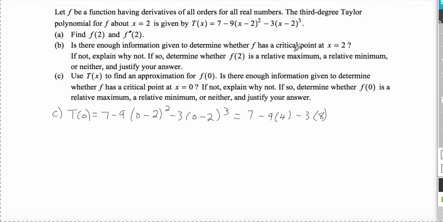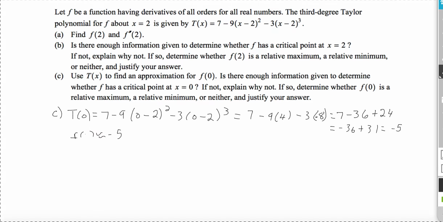You don't have to simplify stuff, but we will here. So this gives us 7 minus 9 times 4 is 36. Oh, sorry, this should be negative 8, shouldn't it? Because it's negative 2 cubed. This will be plus then 3 times 8. Negative 3 times negative 8 will be plus 24, which is going to give us negative 36 plus 31, which will give us negative 5. Negative 5 then is our approximation for f of 0. So we can say f of 0 is about negative 5. That should be a 0. f of 0 is about negative 5. Okay, so that's the first part of this.